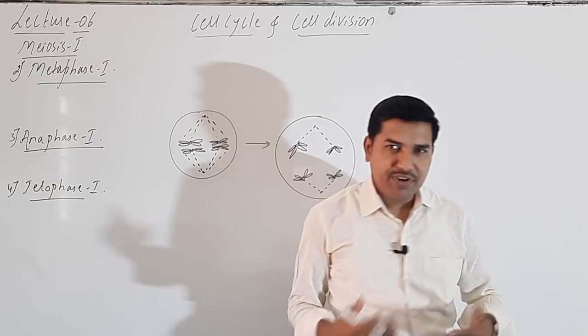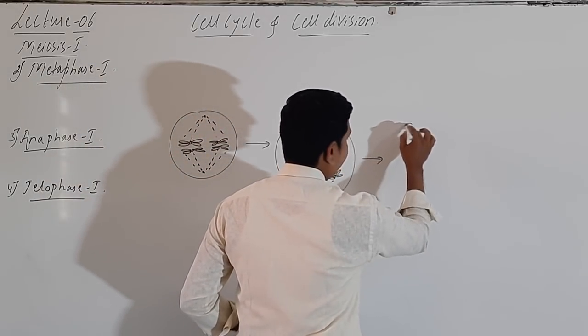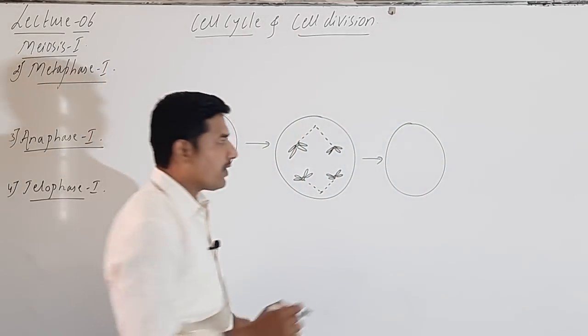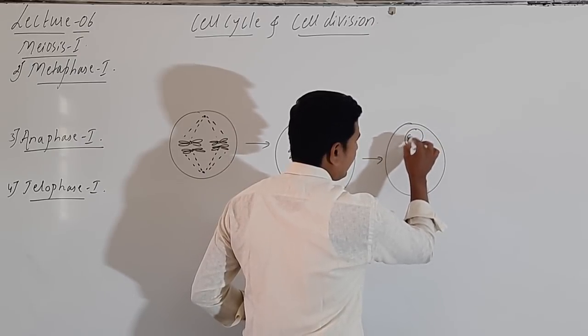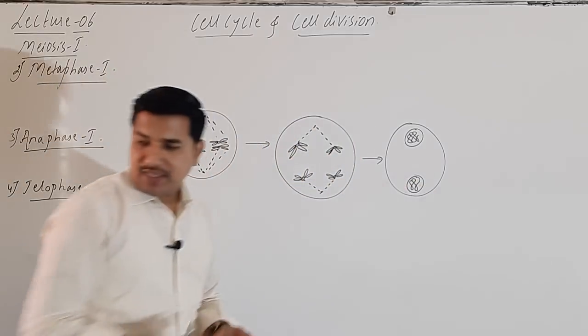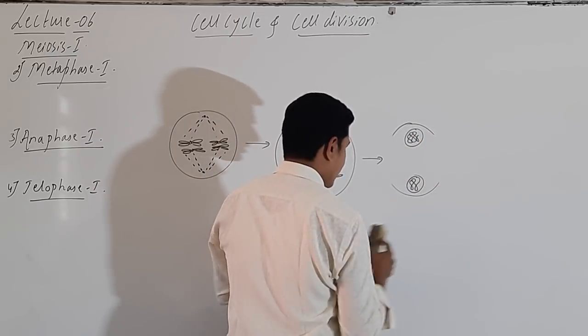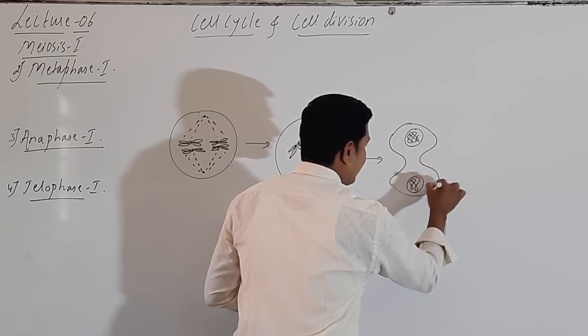What happens in the telophase? In the telophase, the chromosomes will move towards the opposite poles. Then after that a separate nuclear membrane is reformed. After the movement there is a cytokinesis. That means the cell starts to divide with the help of a cleavage furrow.